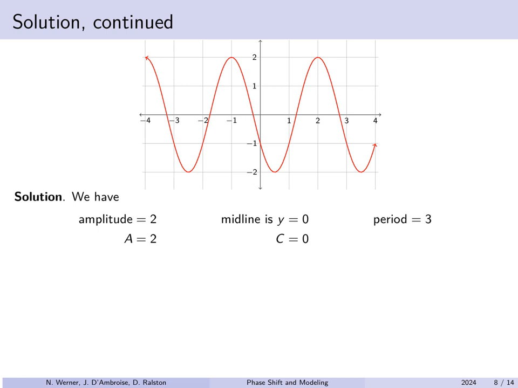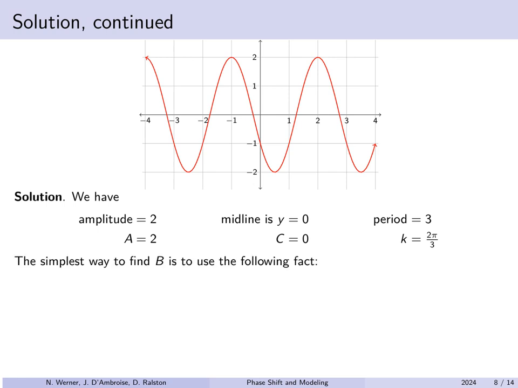The period is also 3. If we identify one maximum value to the next, we see that that goes from negative 1 to 2. That's a distance of 3. So we can compute k to be 2 pi divided by the period, or just 2 pi over 3.